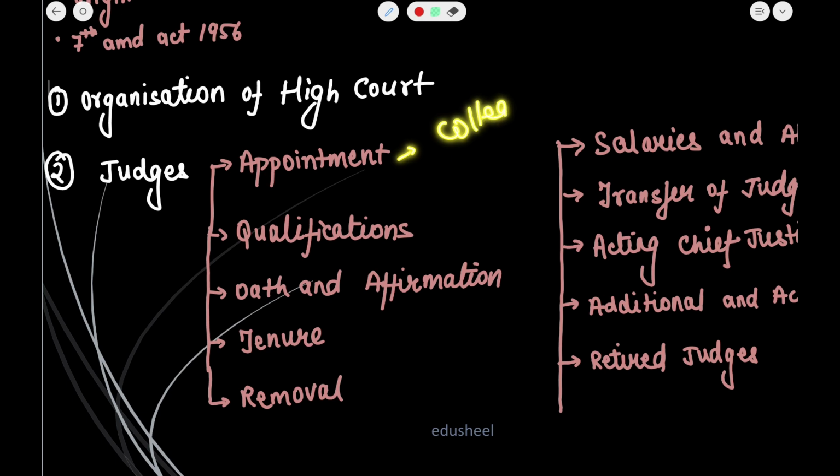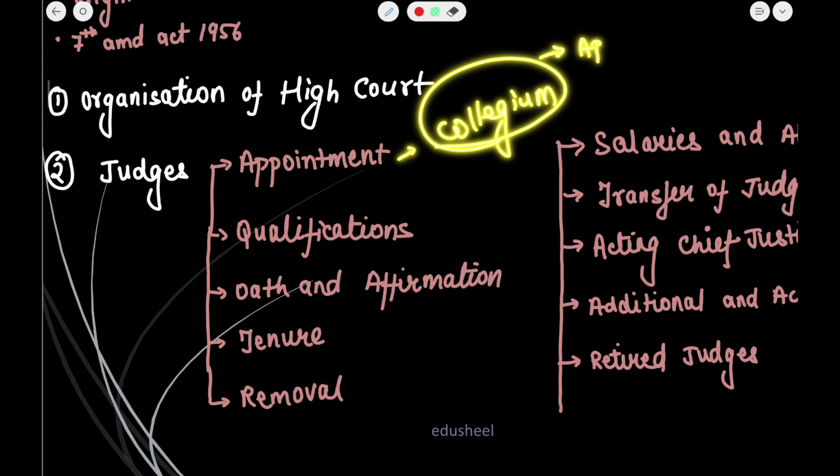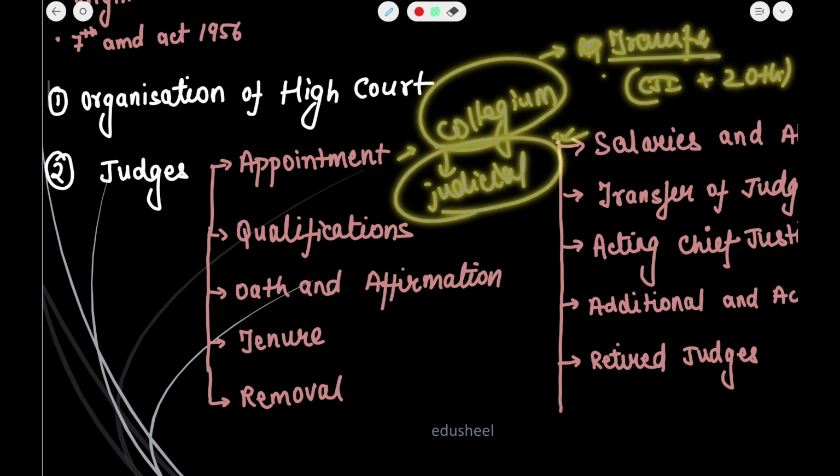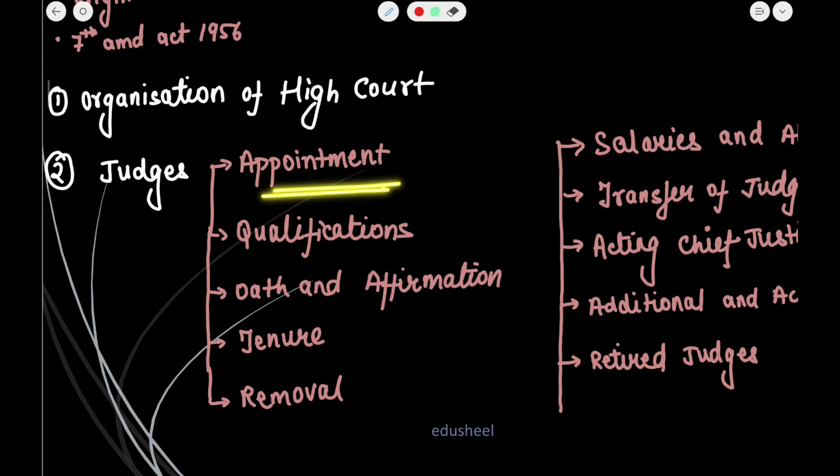Now, there is a system of collegium. As I have told in the Supreme Court chapter, there is a system of collegium which decides on the transfer of the judges of the High Court. It consists of the Chief Justice of India plus 2 other judges. Now, this collegium system is a judicial pronouncement and it is not under the Constitution of India. So you need to know this about the appointments.